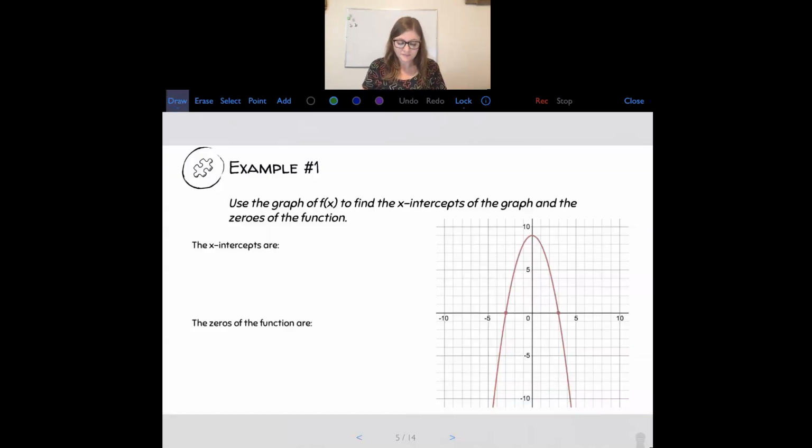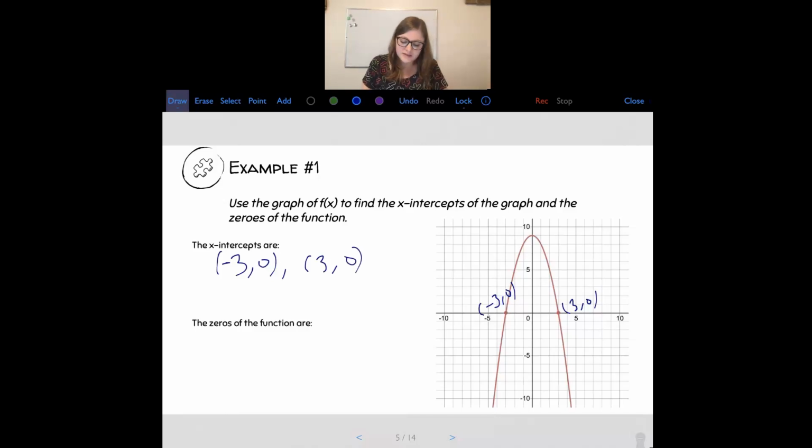Example 1: use the graph of f of x to find the x-intercepts of the graph and the zeros of the function. The x-intercepts are where the function intersects the x-axis, so it's at these 2 points here. The first one is at 3, 0, and the second one is at negative 3, 0. We would write those as ordered pairs separated by commas.